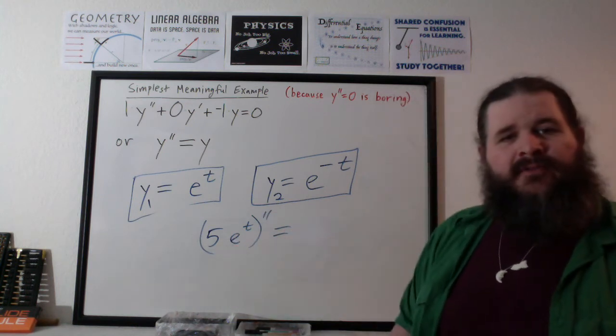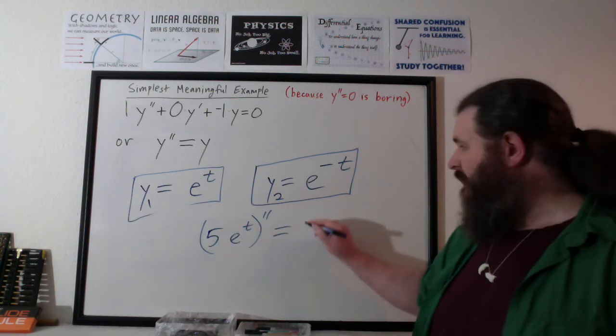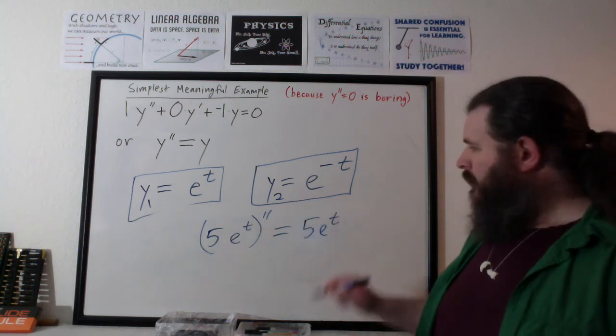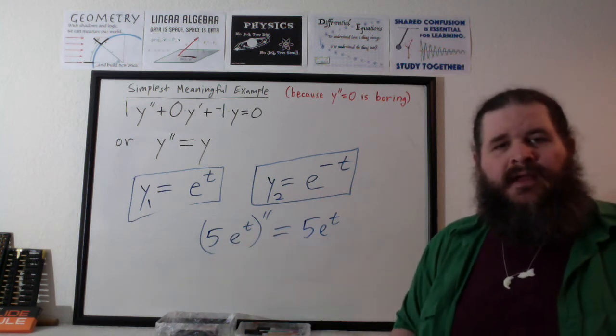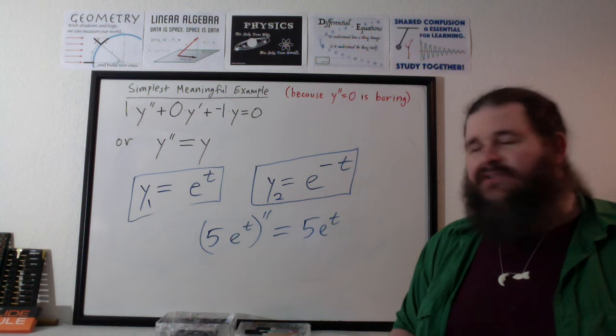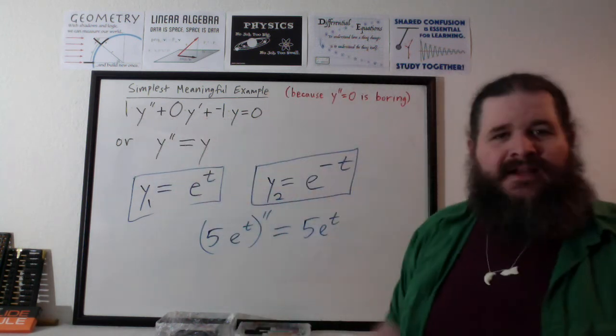5 is just a constant multiplier, so that's going to stay the same. We get 5e to the t as the first derivative, 5e to the t as the second derivative. So that means some scalar multiplier times e to the t is also a solution. And it turns out this is generally true as long as the original differential equation is linear and homogeneous.